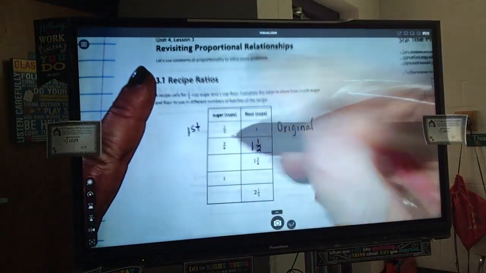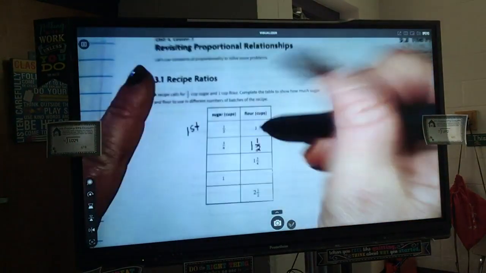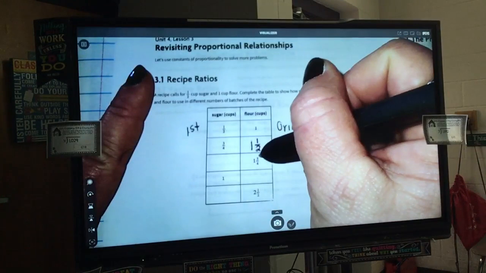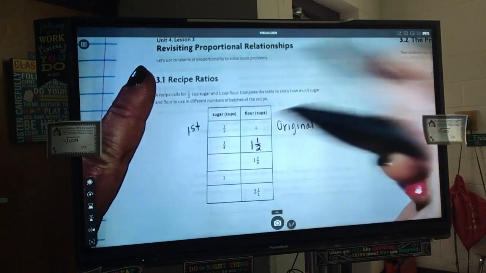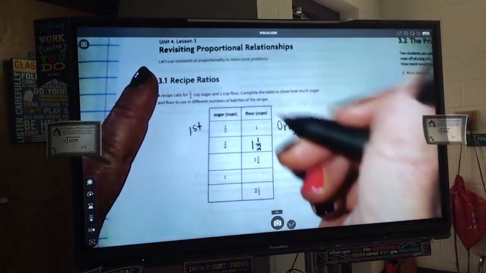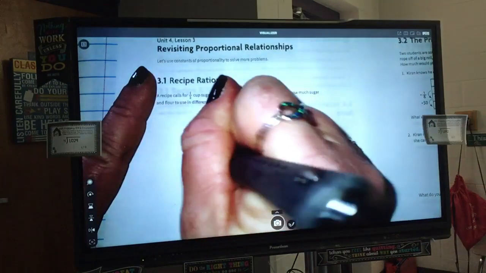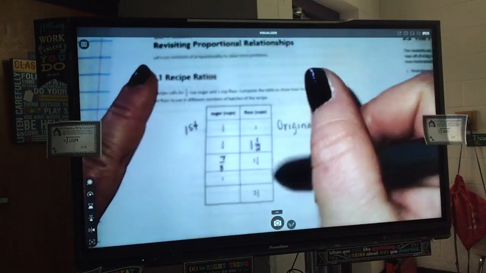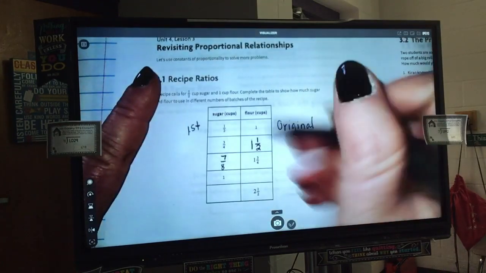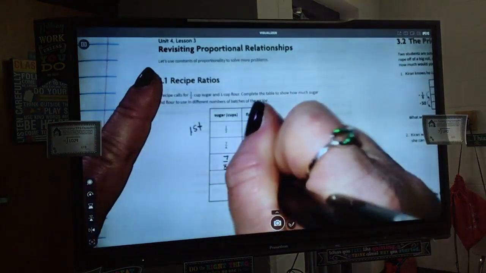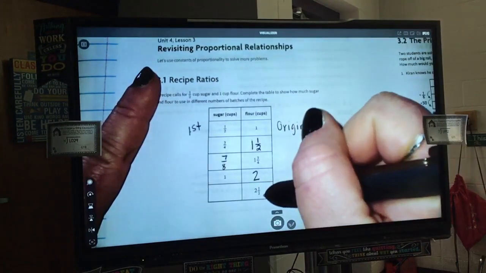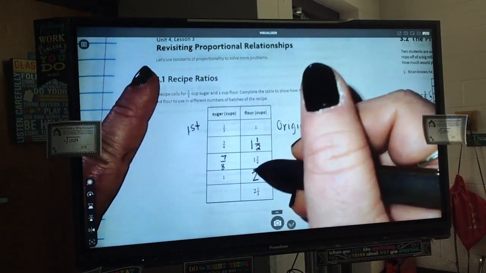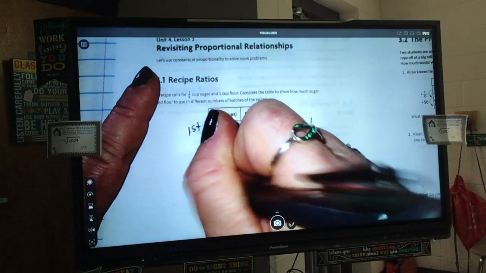All right, the next column, we don't know our sugar, but we do know our flour, which is 1 3/4. So how much sugar do we have? Haley. 7. Okay, the next column, we have 1 full cup. So therefore, how many cups of flour do we have? Aubrey. 2. And then the last one, we have 2.5 cups of flour, which means we have how many cups, Gabriel? 1 and 1/4. Perfect.